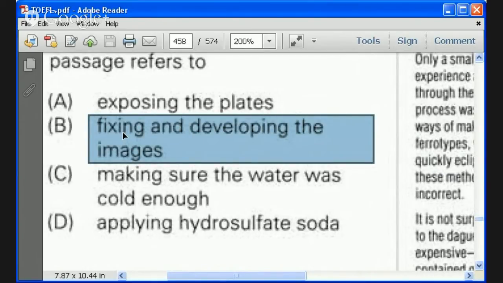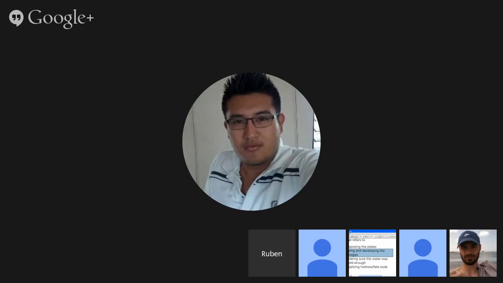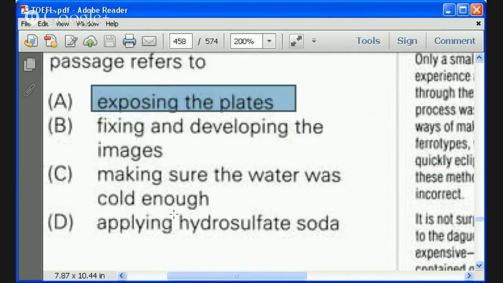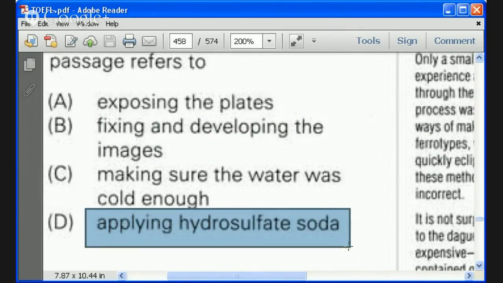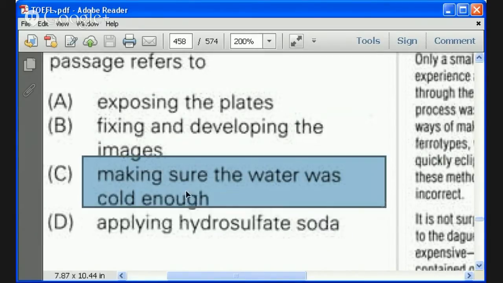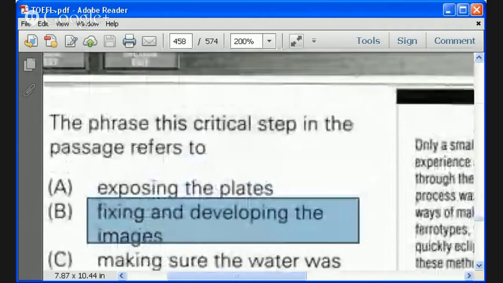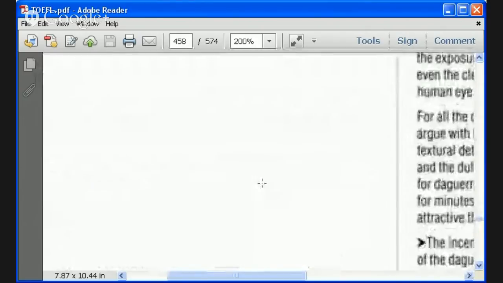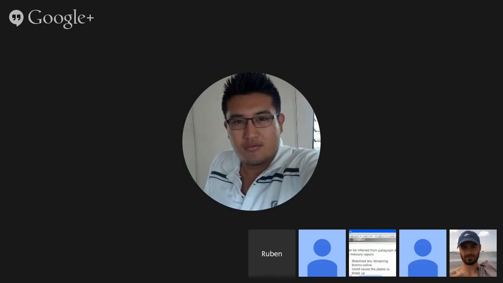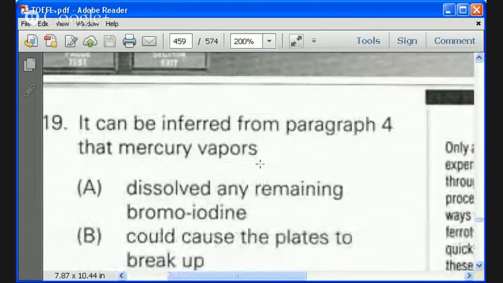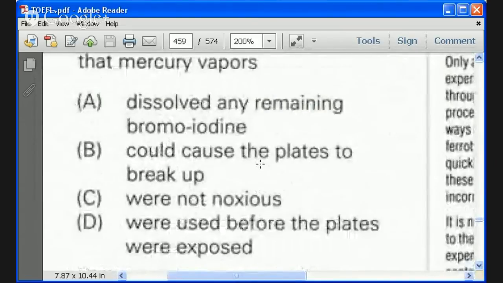Well, now the answer becomes very, very obvious. Exposing the plates, the step before. Applying hydrosulfite soda, the step after. And this, making sure water is cold enough, is just, I don't know, nonsense. Okay. So there you go. What you're really doing is figuring out the sequence. And once you figure out the answer, it can be very simple.